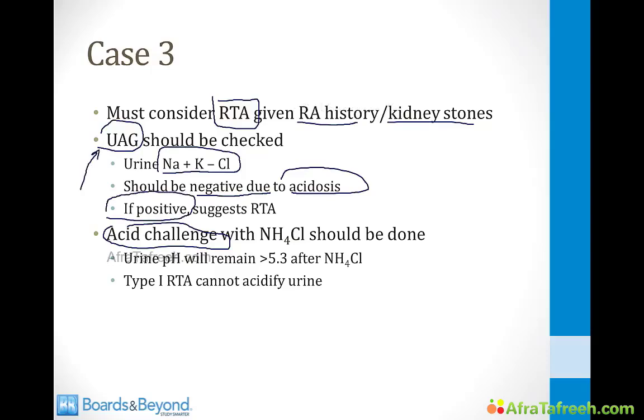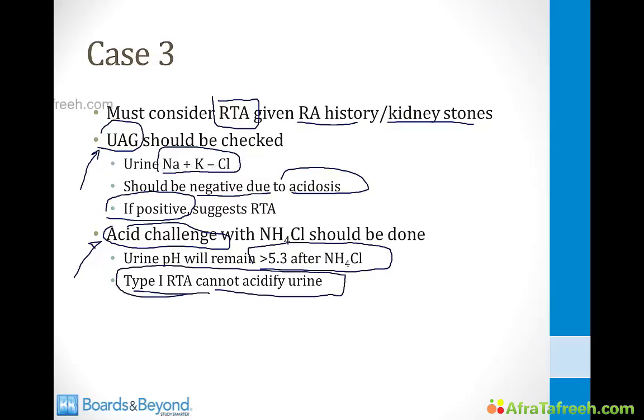In addition, you may want to do an acid challenge test where you administer ammonium chloride. The urine pH will remain greater than 5.3 after ammonium chloride administration in patients with a type 1 RTA because they cannot acidify the urine. If you're confused about this, go back to the module on renal tubular acidosis and take a look at that. But the most important thing to remember is that for patients with a non-anion gap metabolic acidosis, urinary anion gap and acid challenge are the two tests that can help you sort out the etiology.